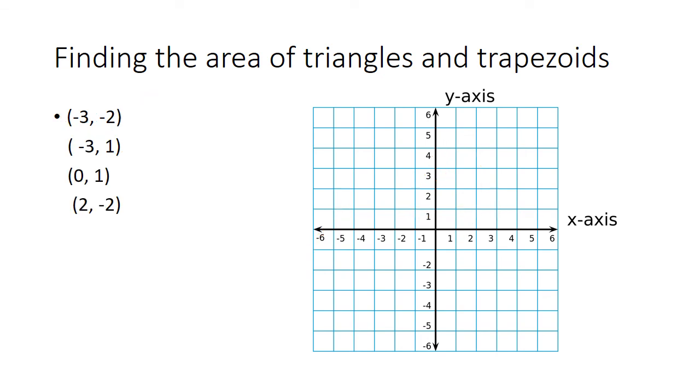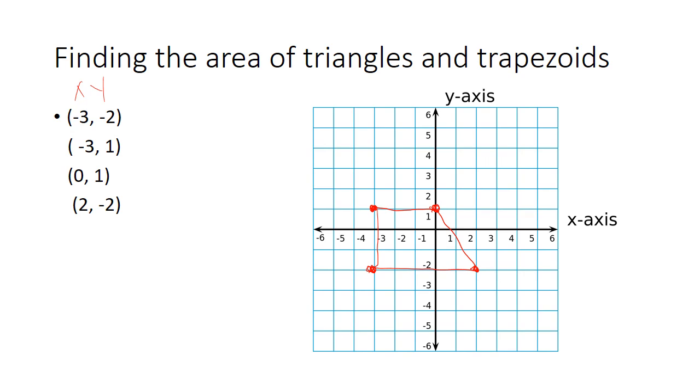So this one will be a trapezoid. I'm going to mark my x's and my y's. So (-3, -2), (-3, 1), (0, 1), and (2, -2). So here's my trapezoid.